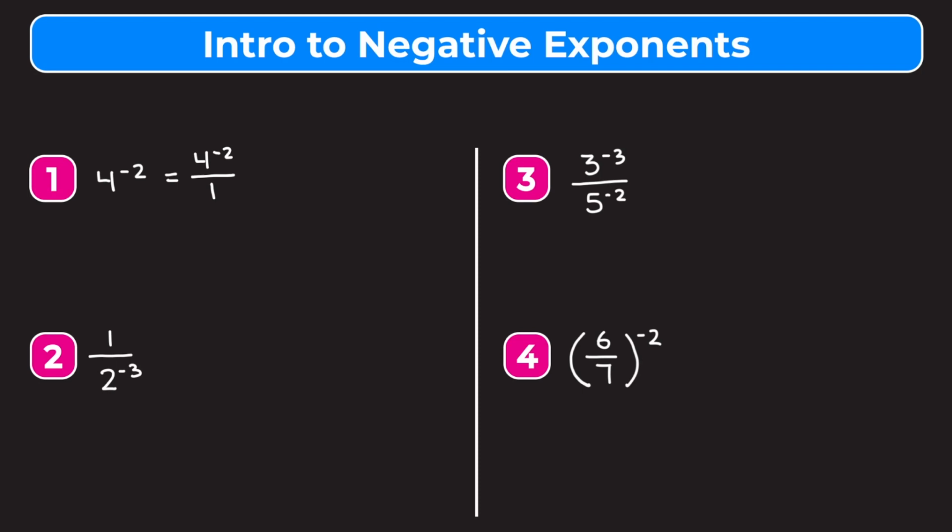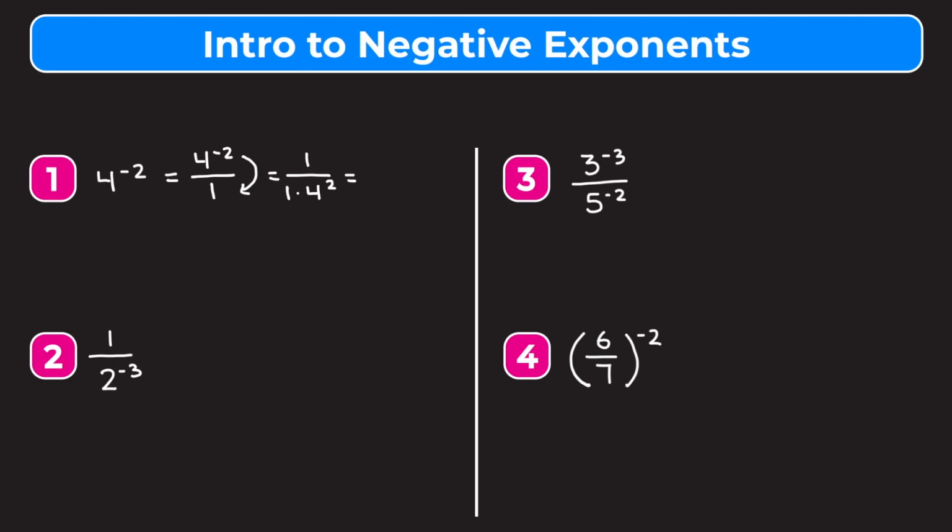So 4 to the negative second is the same as 4 to the negative second over 1. And now because this 4 is being raised to the negative second, I want to change its position. So I want to bring it to the bottom of the fraction. If it's on the top of the fraction, I'm going to bring it to the bottom. If it's on the bottom, I'm going to bring it to the top. So now on the bottom, we're going to have 1 times 4, and then this negative exponent changes to a positive exponent. And we're going to be left with a 1 on the top because there's nothing there.